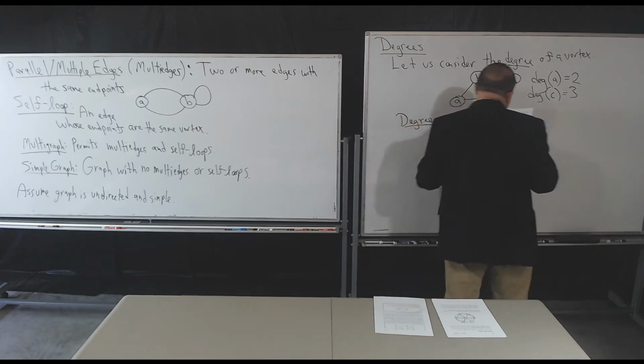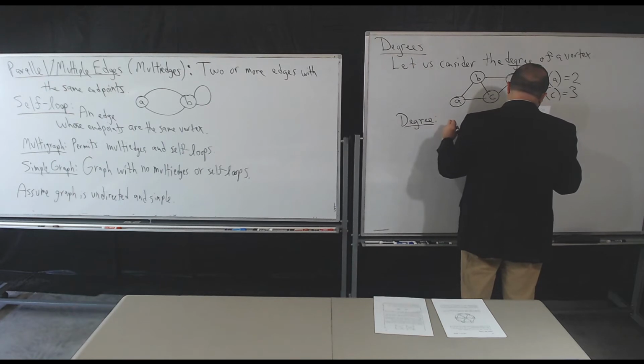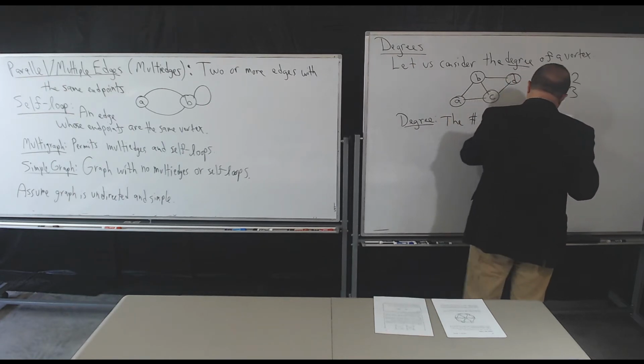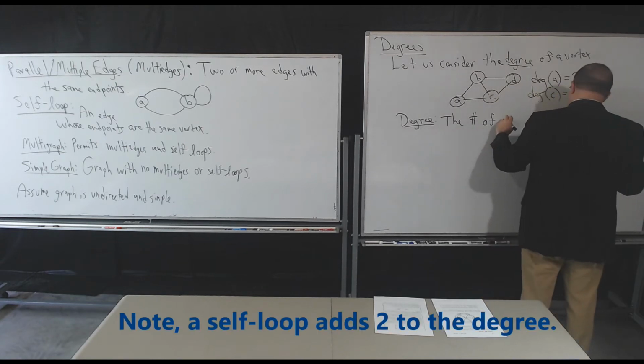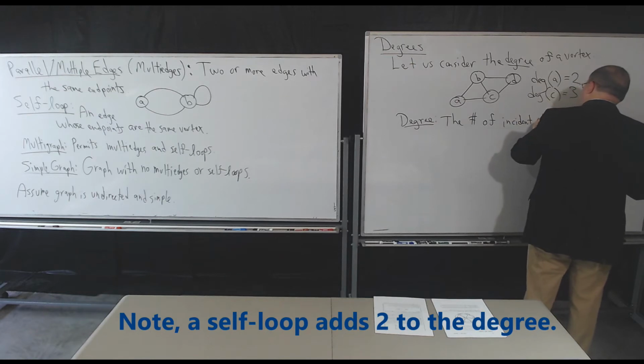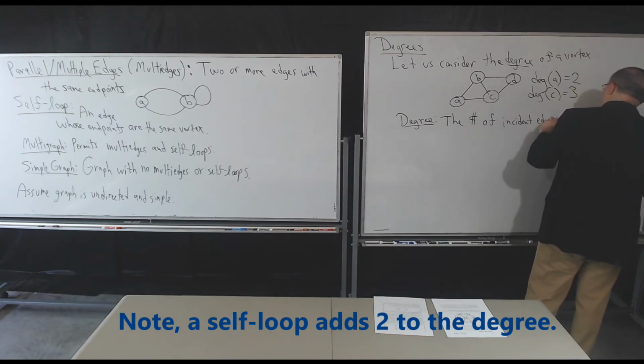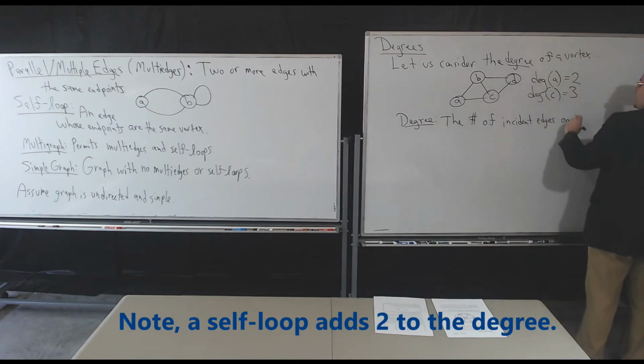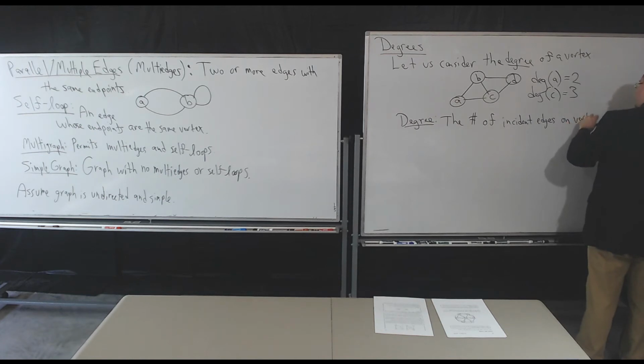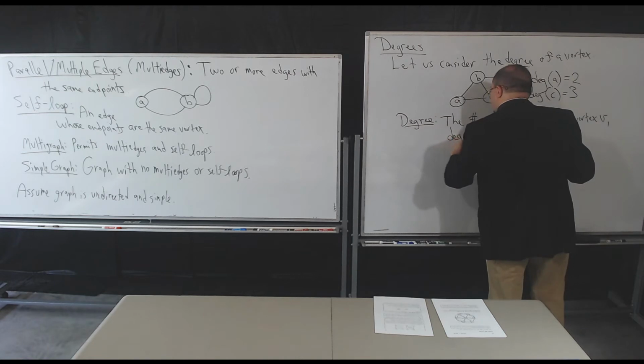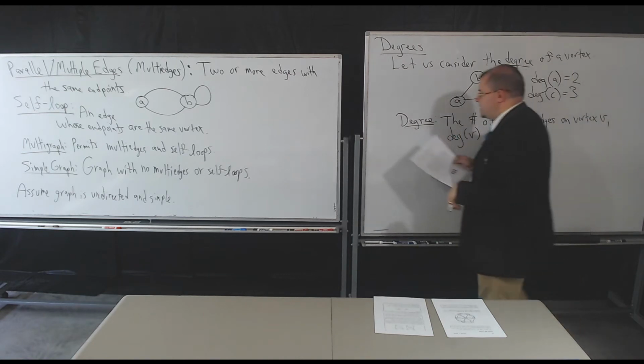So what's the degree of a vertex? The number of incident edges on vertex V, which I'll write as deg(V), like this.